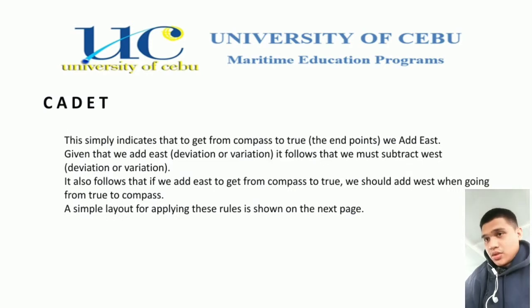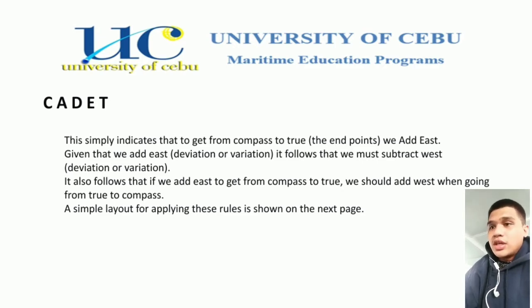Thank you. So for the cadet, this simply indicates that to get from compass to true, we add east. So given that we add east, the deviation or variation, it follows that we must subtract west, deviation or variation. It also follows that if we add east to get from compass to true, we should add west when going from true to compass. A simple layout for applying these rules is shown in the next page.